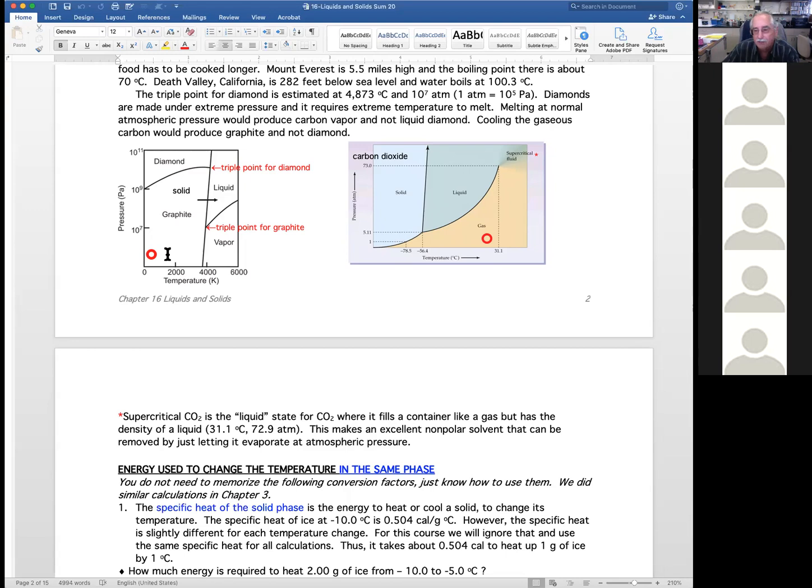So the saying has always been, a diamond is forever. What do you think? Here's a diamond, and here's the conditions that we live at. No, graphite is forever, not a diamond.